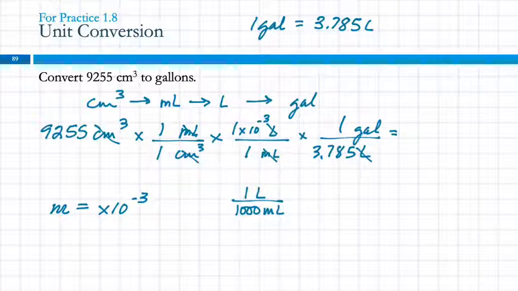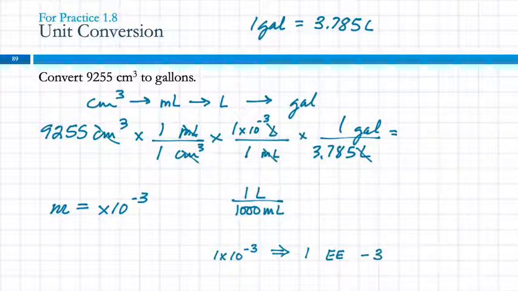How do you put this into your calculator? So 1 times 10 to the minus 3, calculators are a little bit different, but 1 EE negative 3. Some calculators have a button that's EXP, so you'll have to play around and figure out what yours is. So I'm going to do 9255 times 1 divided by 1 times 1 EE negative 3. EE stands for times 10 to the. So you don't multiply by 10 and then push the EE button. As you push EE, you say times 10 to the, and then you put in the exponent. And then I'm going to divide by 3.785.